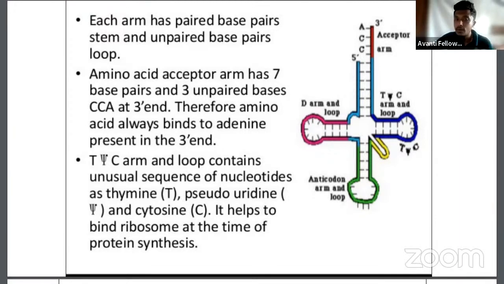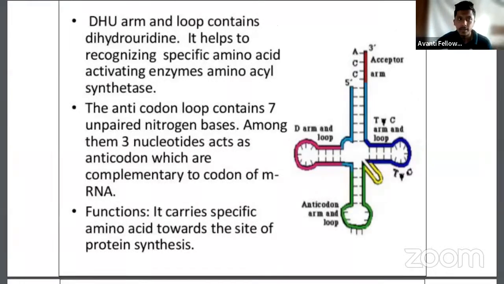So what is the role of this? This T psi C arm is the arm that is present along the 3' arm. They basically help your tRNA to recognize the ribosome and bind to it during protein synthesis. Okay. If you don't know the process, it's fine. We'll talk about it. So remember, the T psi C arm helps in the recognition of the ribosome. Okay. So that is very important.